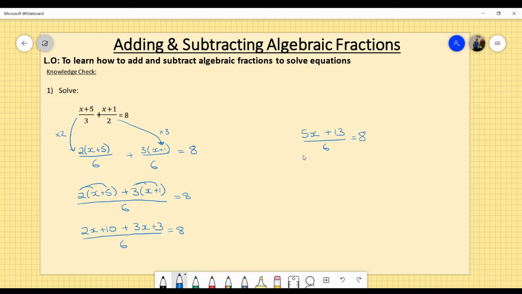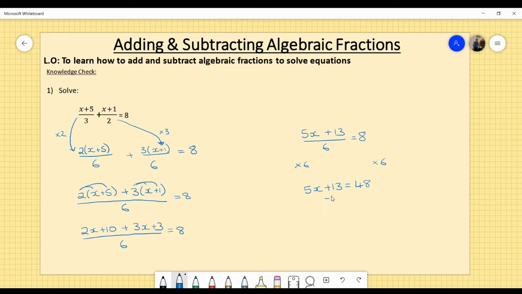So first of all, everything is being divided by 6. So to do the inverse of that, I would multiply through by 6. Remember, I've got 5x plus 13 divided by 6 times by 6, so the 6's will cancel out to just leave me 5x plus 13. And then my 8 times 6 gives me 48.